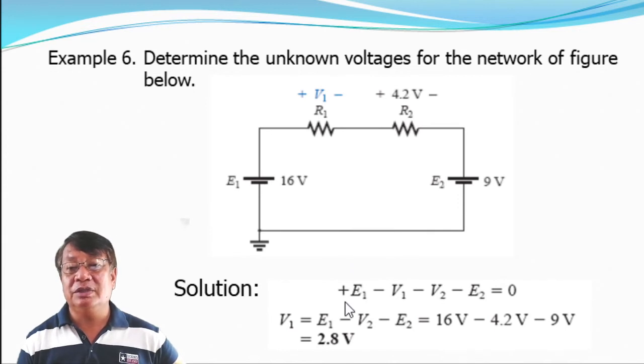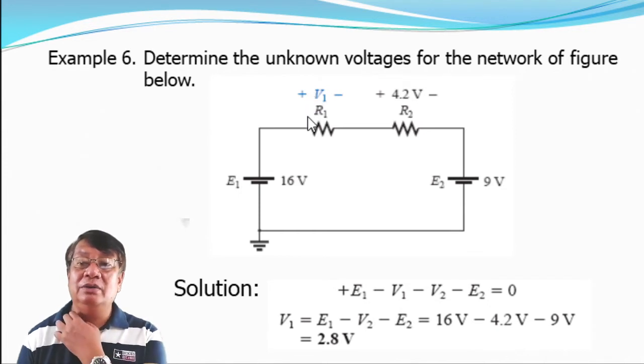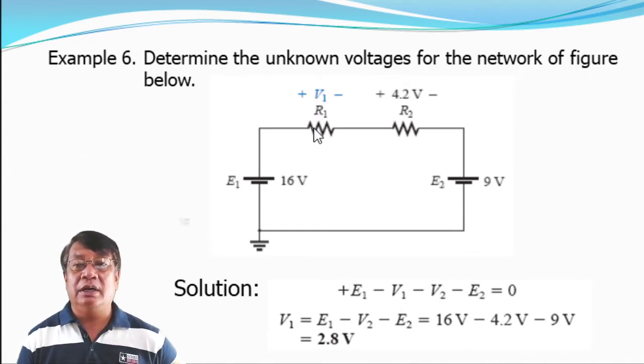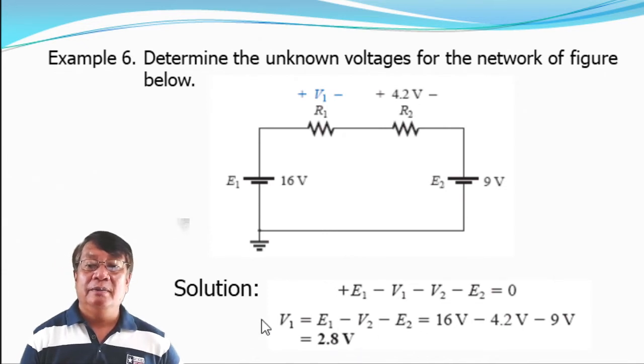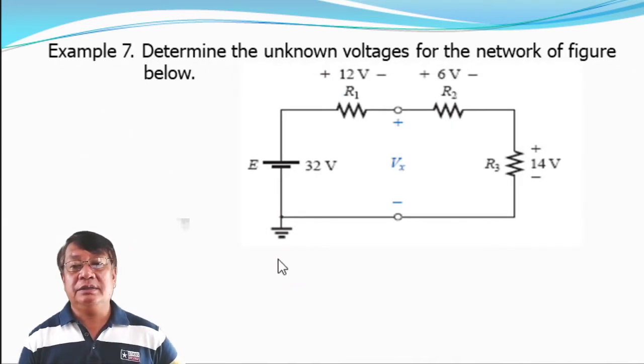If you are going to substitute the values, our voltage E sub 1 is 16. By the way, our unknown here is the voltage drop across resistor 1, V sub 1. So try to rewrite the equation: V sub 1 is equal to E sub 1 minus V sub 2 minus E sub 2. Therefore, our voltage drop across resistor 1 is 2.8 volts. Next, we have number 7.